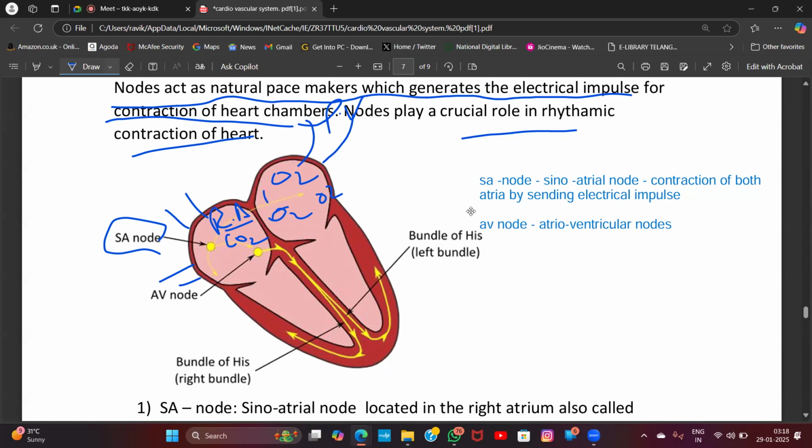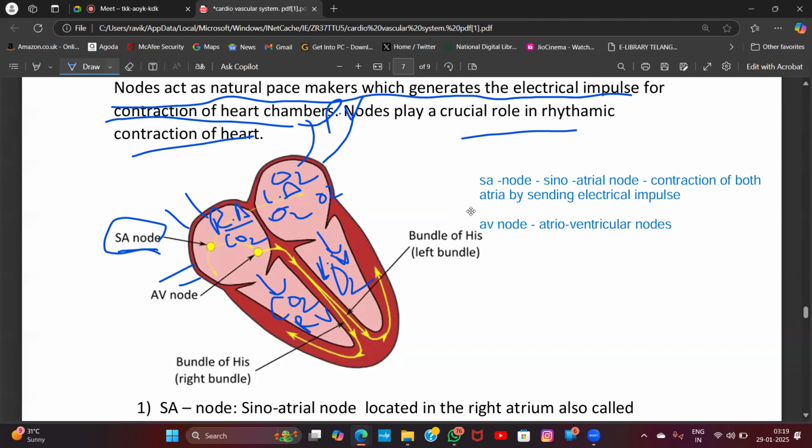Due to the contraction, the inward folding of both atria, right atrium and left atrium, caused by the impulse generated by the SA node, the deoxygenated blood moves into the right ventricle, and the oxygenated blood moves into the left ventricle. The right ventricle and left ventricle receive the deoxygenated and oxygenated blood by the contraction.